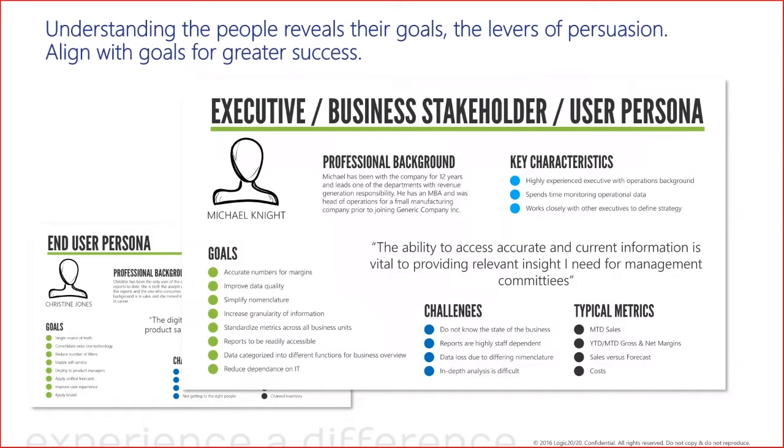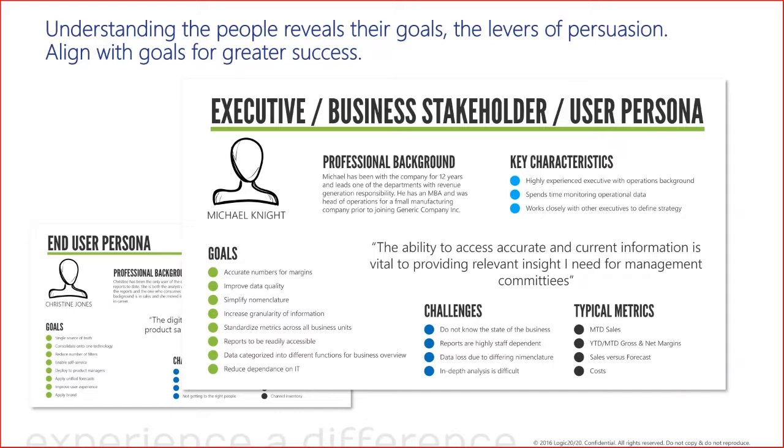And to do that, we use personas. So we have to understand the people's goals that we're trying to serve. We need to know what the levers are for persuading people. And we need to align with their goals in order to ensure greater success. So imagine in this example here, we've got a couple of personas that we've created. And this is one of the key steps that we use in understanding how to persuade. We first have to understand who's eating the burger. So what are the levers that we're going to use, right?